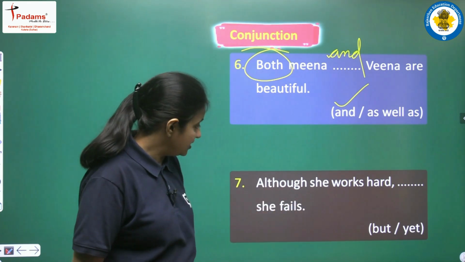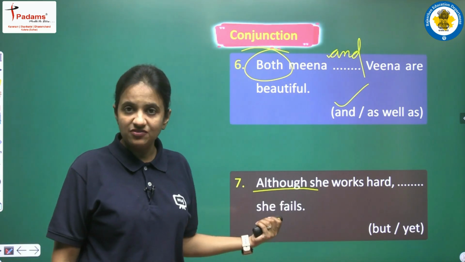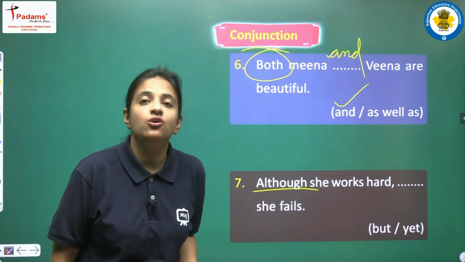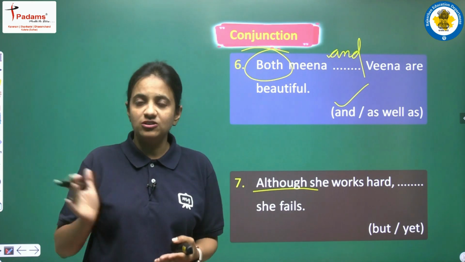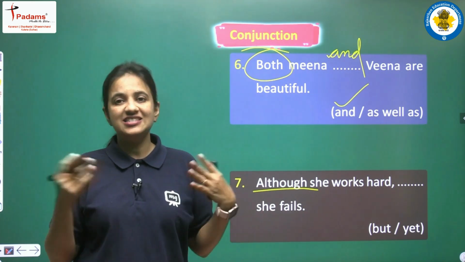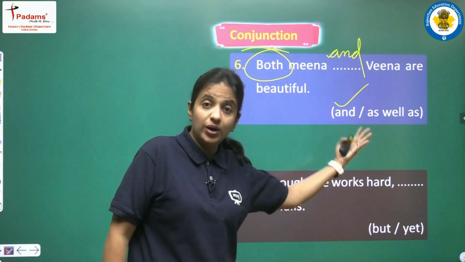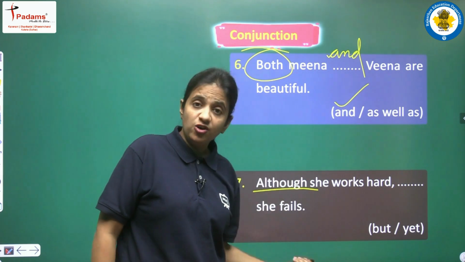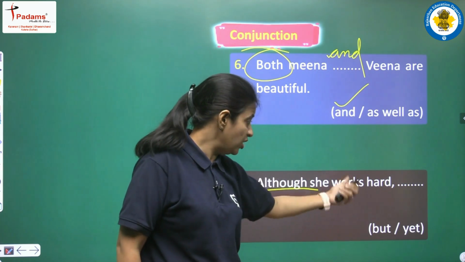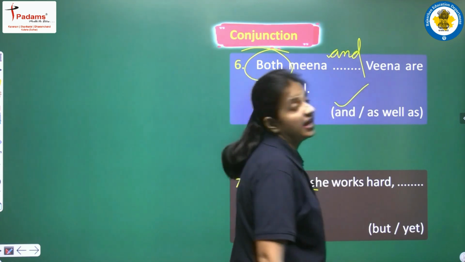So here in this sentence we are having although. We have discussed this conjunction in the previous video. We have seen the uses of although, and one thing I also want to make clear is that although and though, both conjunctions, are used similarly. So here we are saying that although she works hard, it means despite the fact that she actually works hard, she fails. So here we are having two options, but and yet.